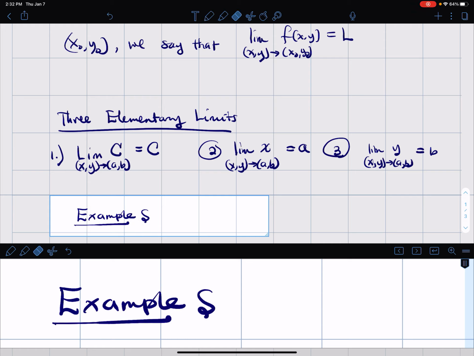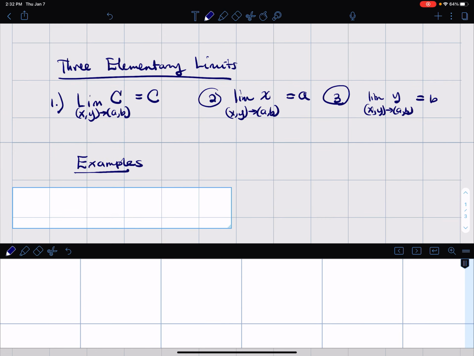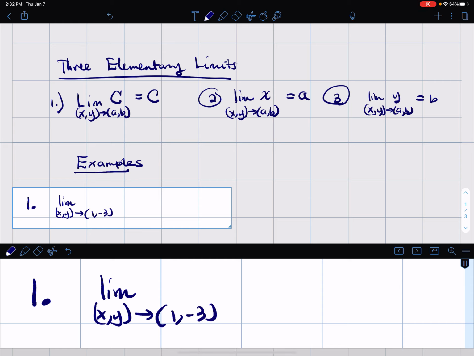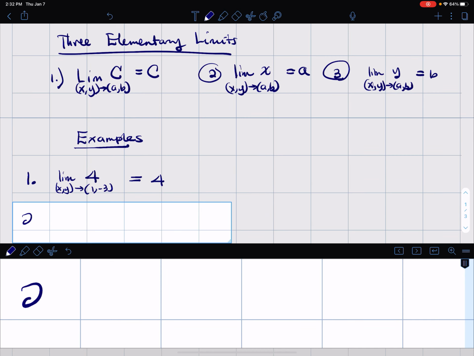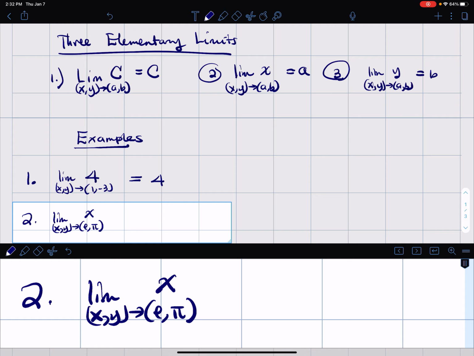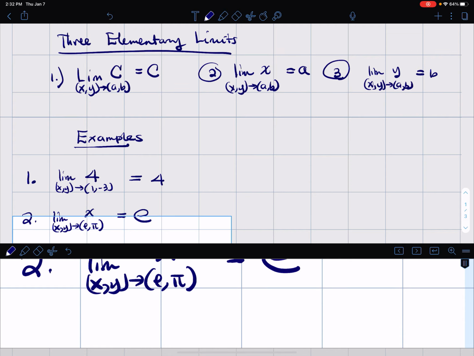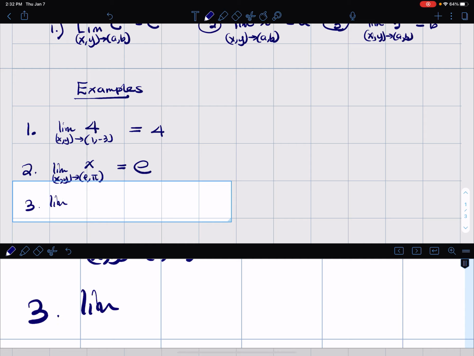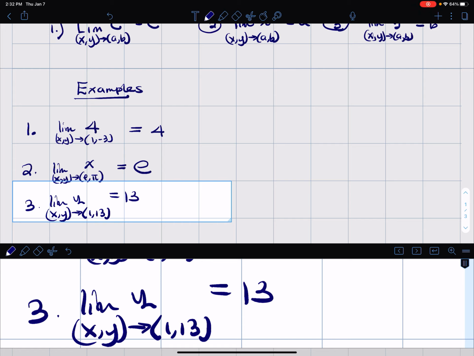Let's compute the following limits. Example 1: the limit as (x, y) goes to (1, -3) of 4. The function is 4, so our answer is just 4. Another limit: the limit as (x, y) goes to (e, pi) of x. Our answer is just e. And how about this? The limit as (x, y) goes to (1, 13) of y. The answer is just 13.